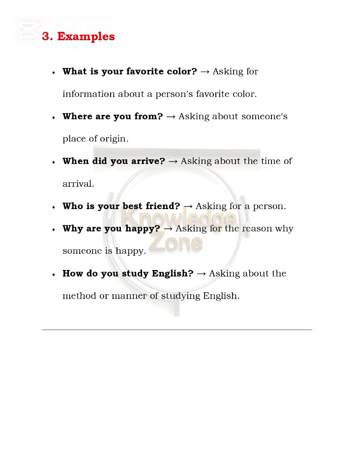3. Examples. What is your favorite color? Asking for information about a person's favorite color. Where are you from? Asking about someone's place of origin. When did you arrive? Asking about the time of arrival. Who is your best friend? Asking for a person. Why are you happy? Asking for the reason why someone is happy. How do you study English? Asking about the method or manner of studying English.